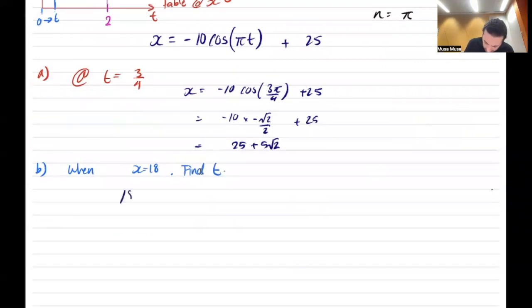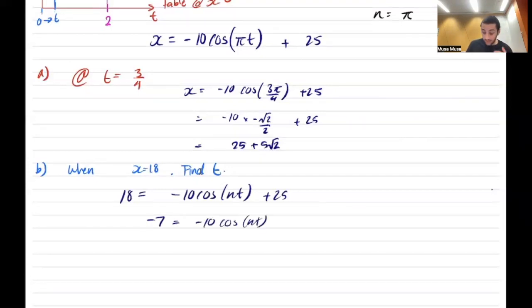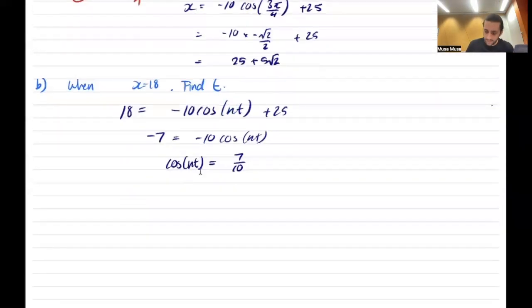18 equals minus 10 cos pi t plus 25. Subtract the 25 from both sides. You're going to get negative 7 equals negative 10 cos pi t. Divide both sides by negative 10. You're going to get cos of pi t equals 7 on 10. Of course, we don't know what this is, so I'll go to my radian calculator and let's see what the values are. Of course, pi t is going to equal cos inverse 7 on 10.